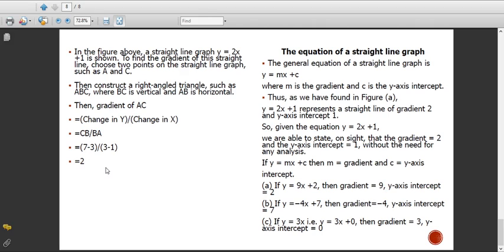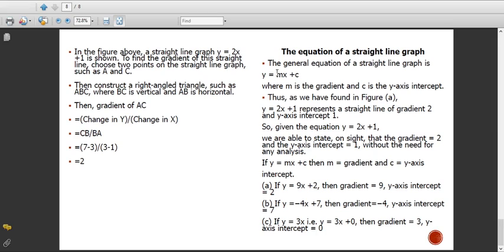So that leads us to the equation of a line graph, and the general equation is always expressed as y is equal to mx plus c. And in this equation, m is always our gradient and c is always the intercept, the point where the line cuts the y-axis. That is always known as the y-intercept. So the point where the line cuts the y-axis is our c.